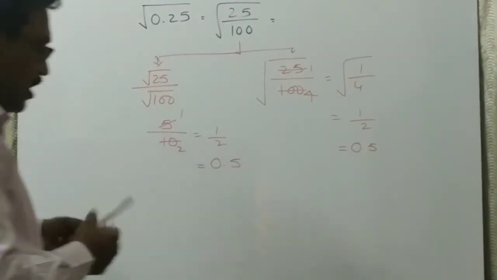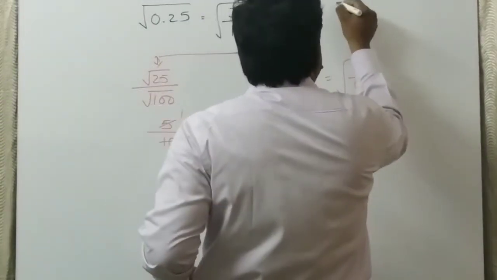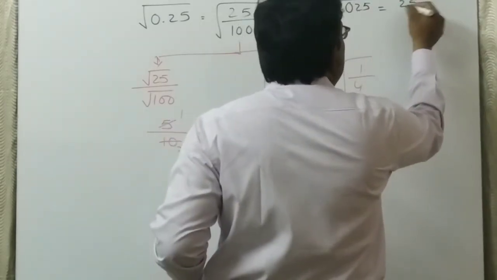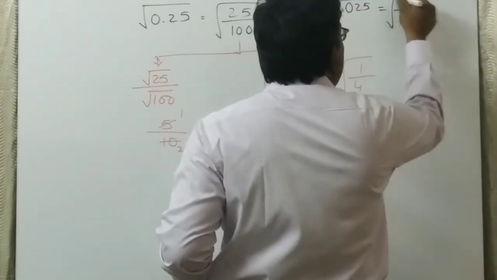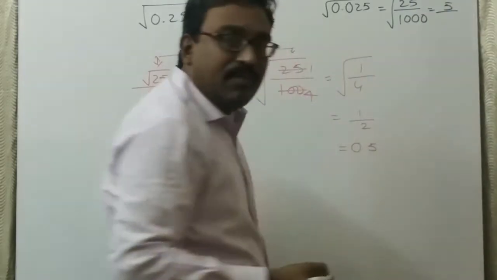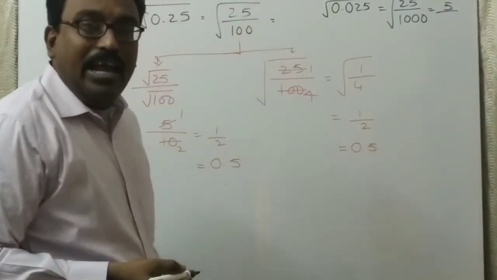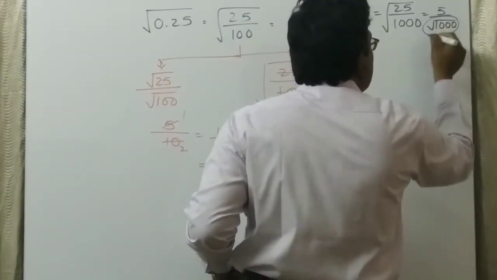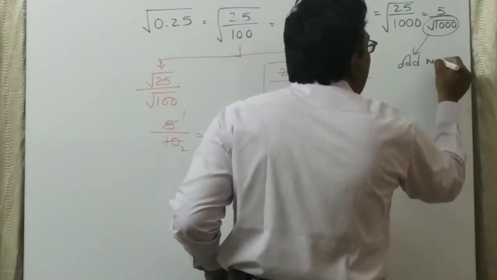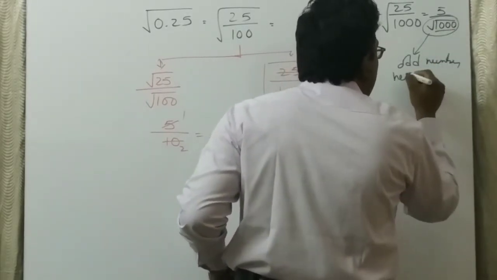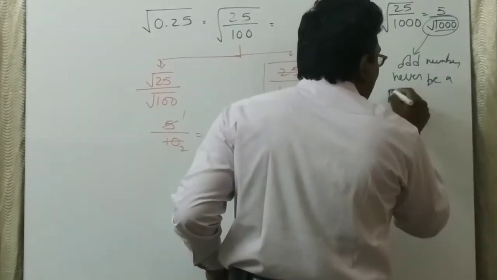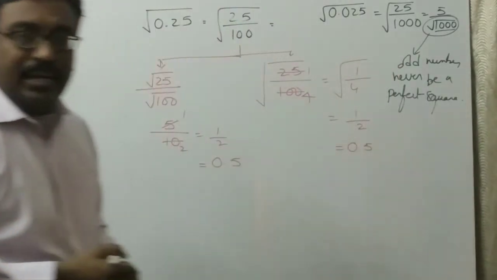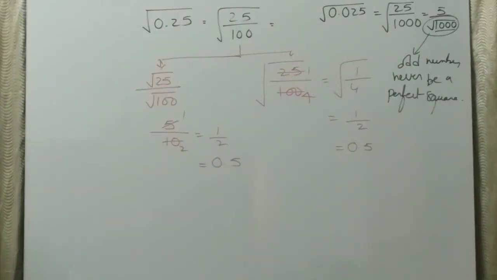If the same question is given in this form, 0.025, it can be written as 25 by 1000. Root 25 is 5, but root 1000 is not a perfect square, because an odd number of zeros can never be a perfect square. 10 is not a perfect square. 3 zeros, 1000 is not a perfect square.